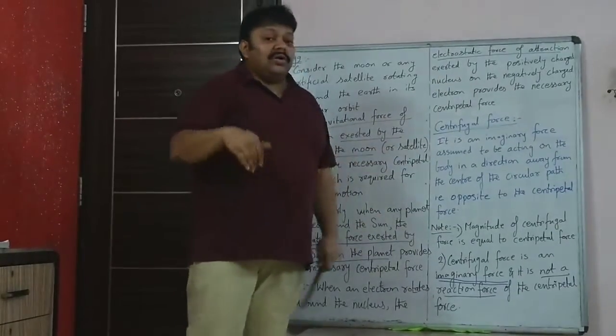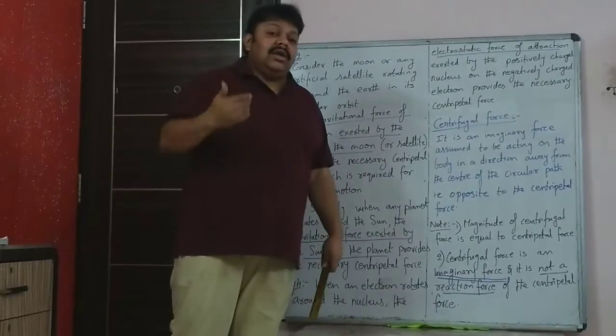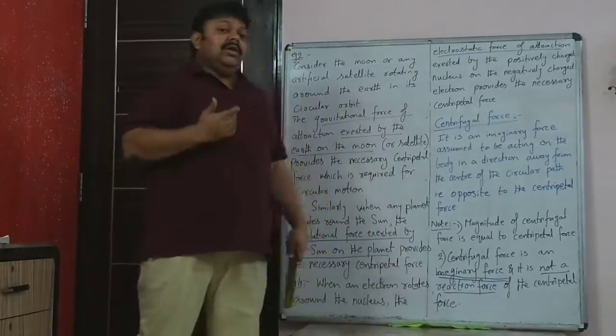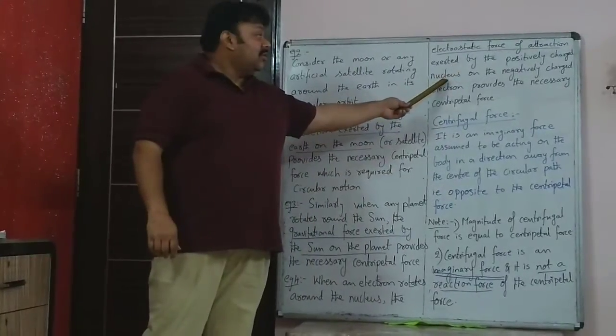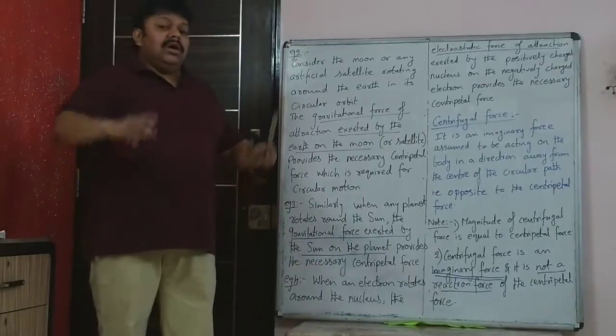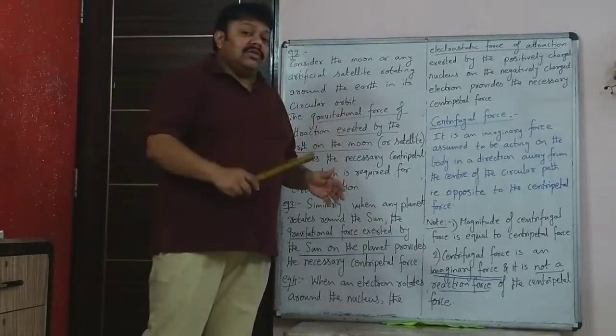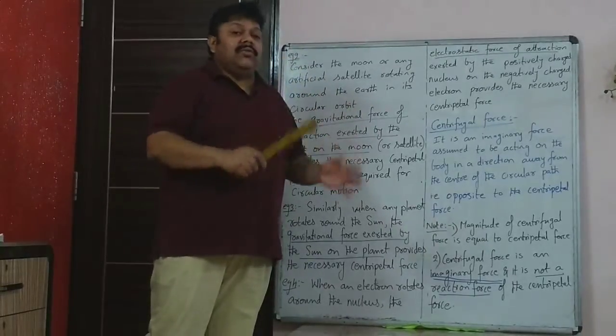So if you are asked what is the centripetal force or what is the force that causes rotation of electrons around the nucleus, it is the electrostatic force of attraction exerted by positively charged nucleus on negatively charged electron. And remember, the force that is necessary for circular motion is centripetal force.